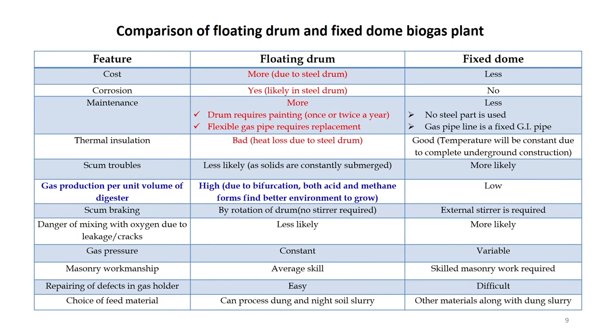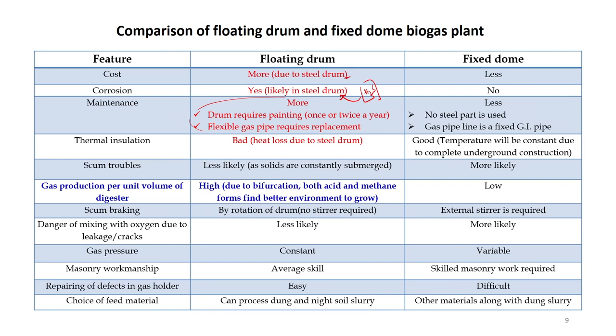So let us see the important comparison between floating drum and fixed dome type biogas plant. If we talk about cost, cost is somewhat more because we need to install a steel drum. But in case of fixed dome, all are masonry work. Corrosion is more because steel is used, and while generating biogas, hydrogen sulfide is also produced and this reacts with the steel and it produces acids. And that's how maintenance is more in case of floating drum type biogas plant compared to the fixed dome type biogas plant.